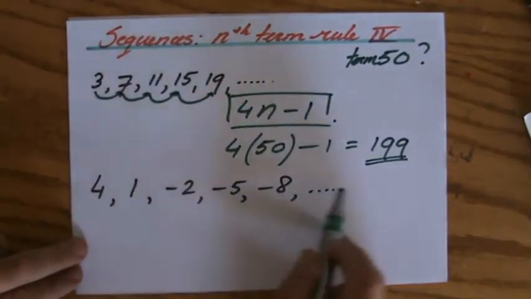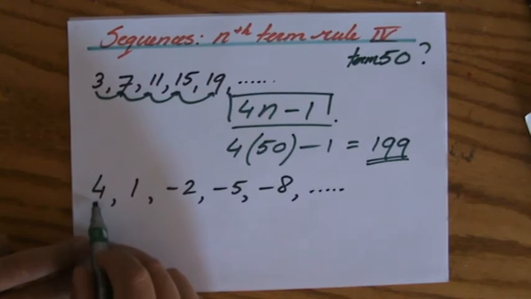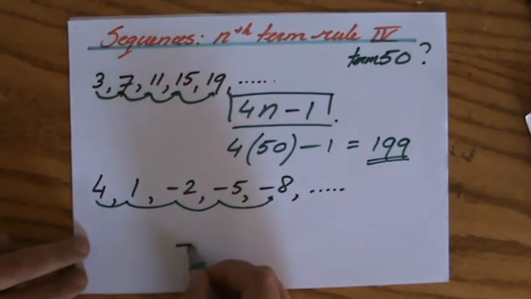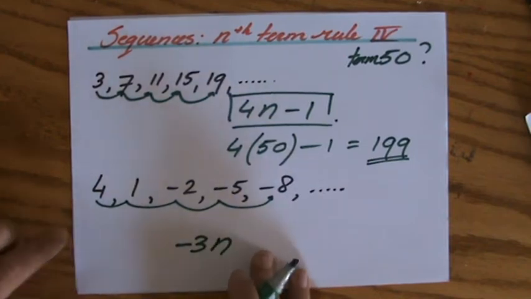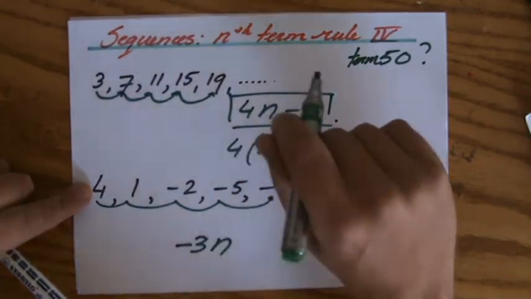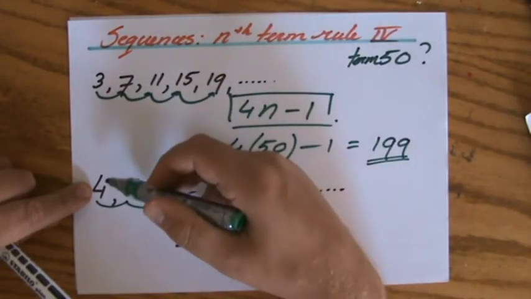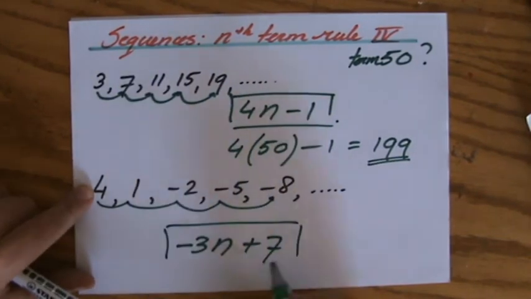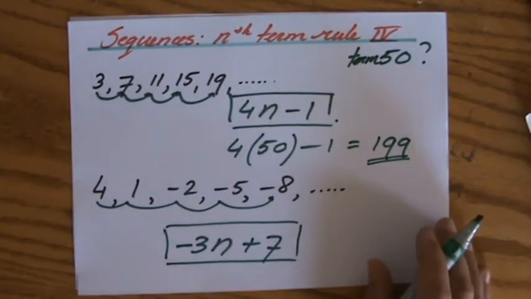All right, second question, what is the term to term rule? Minus 3, minus 3, minus 3 it is, so minus 3n. I check my first term, is it minus 3? No, it's 4, so what do I have to add or subtract to go from minus 3 to 4? I have to add 7, that's my nth term rule, I should say.